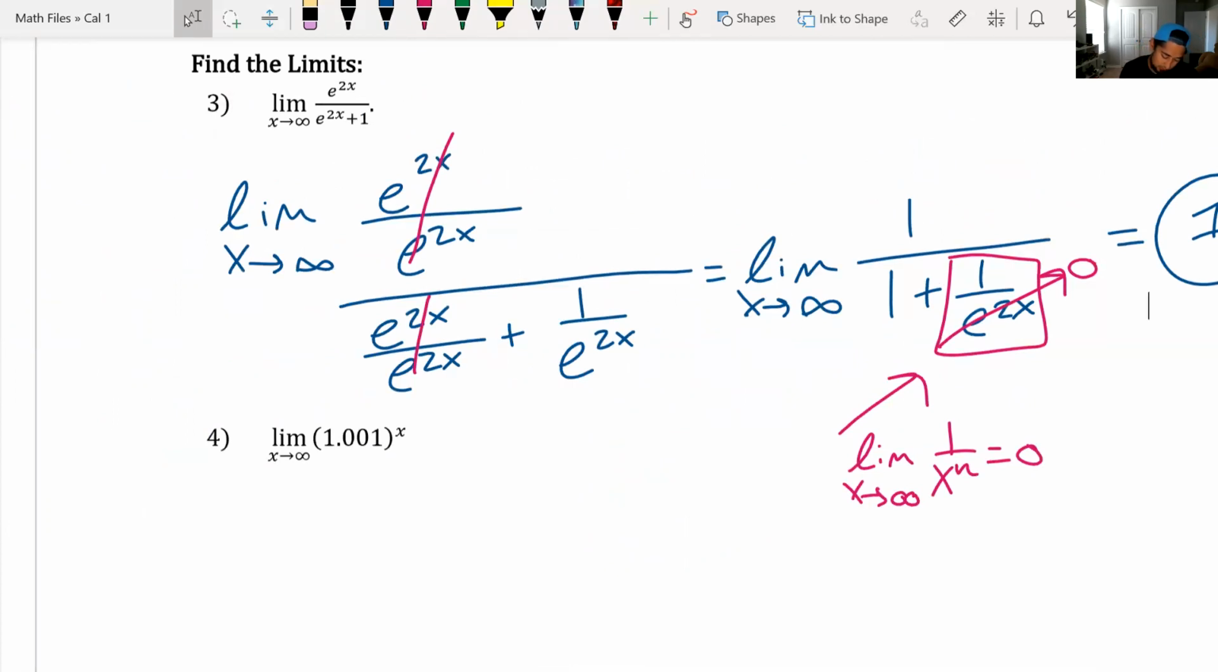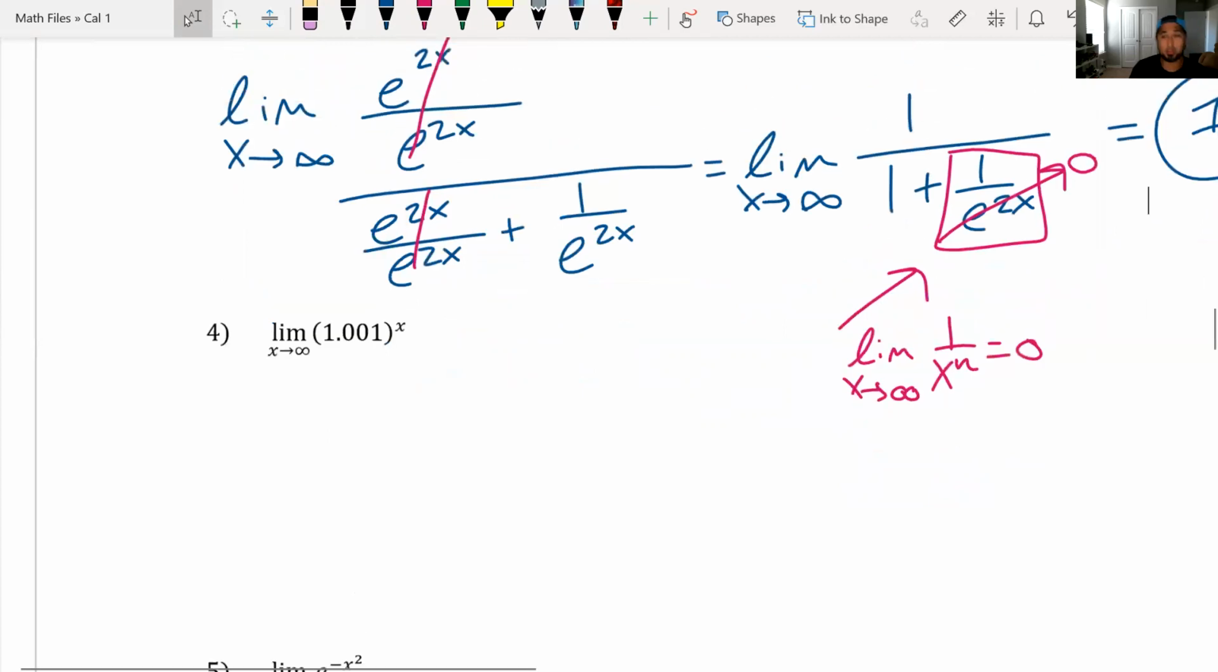So that would be infinity. Yes. Nope. Gotta fix it. Okay. Good. All right. 4.